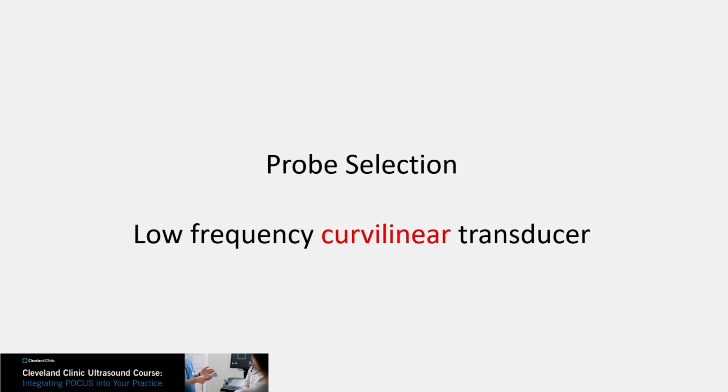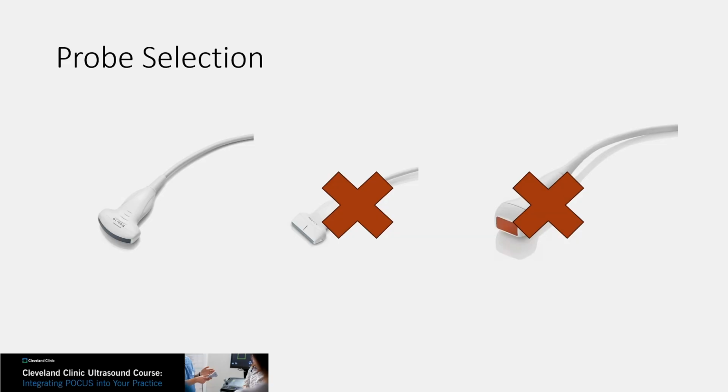The probe that you should use for this exam is the low-frequency curvilinear probe. Again, just to review probe placement, when you're using the curvilinear probe for this exam, you'll want the probe pointing towards the patient's right or towards the patient's head.